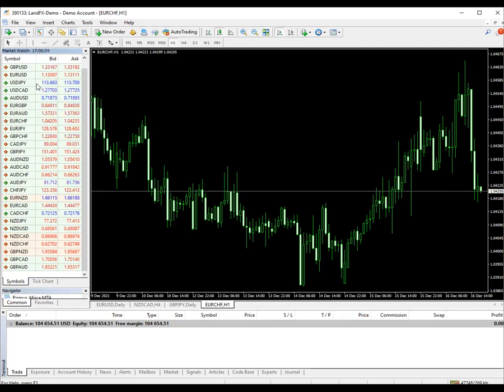So the ball is in your own court to decide whether you want to trade all the 28 major currency pairs, even including the exotic pairs, or you want to stick with just a few of the currency pairs, or maybe just one. That will be your decision. So this will be my answer. Any which way, you are still doing forex trading. So that is good. All right.